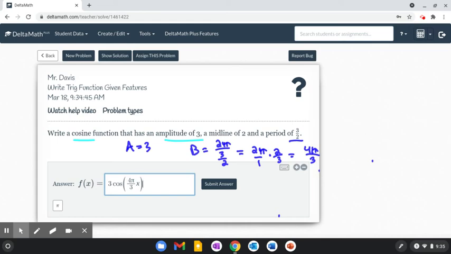And then our midline, our c, equals 2. Because that's our vertical shift. 2. So we're going to put a plus 2 out there.